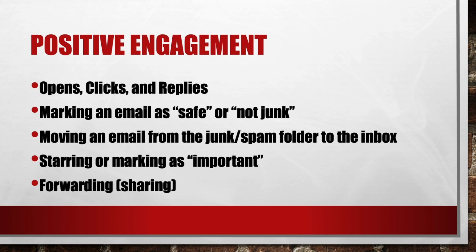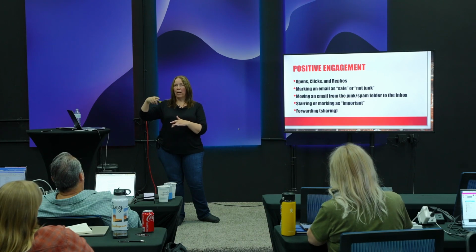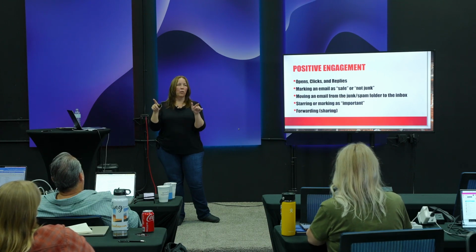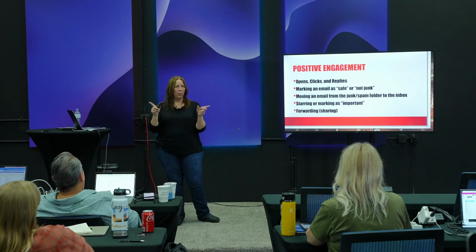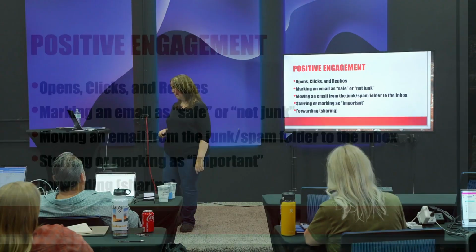Starring or marking as important, or even if you build a rule. In Gmail, you can build a rule and say all the emails with this in the subject line or from this domain or from this person, I want them all to be labeled as, I love this email, right? Whatever it is. And then in the settings, you can say mark as important. That's all positive engagement.